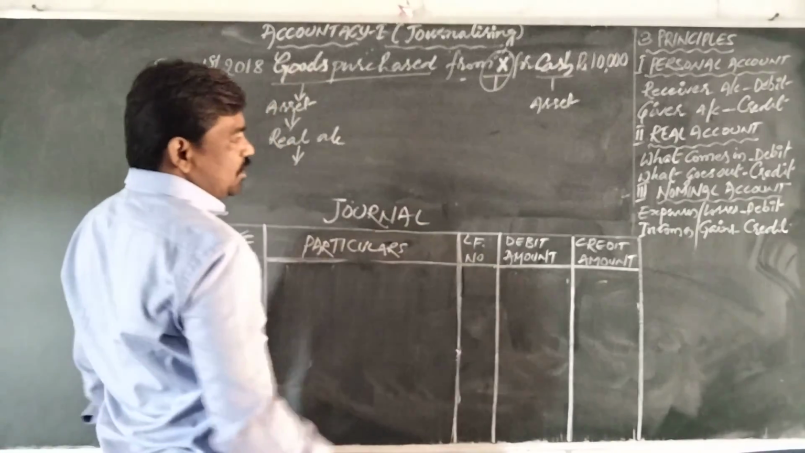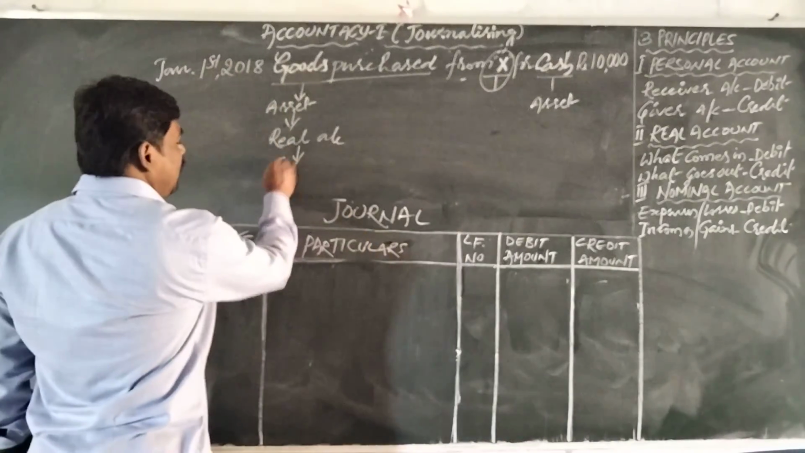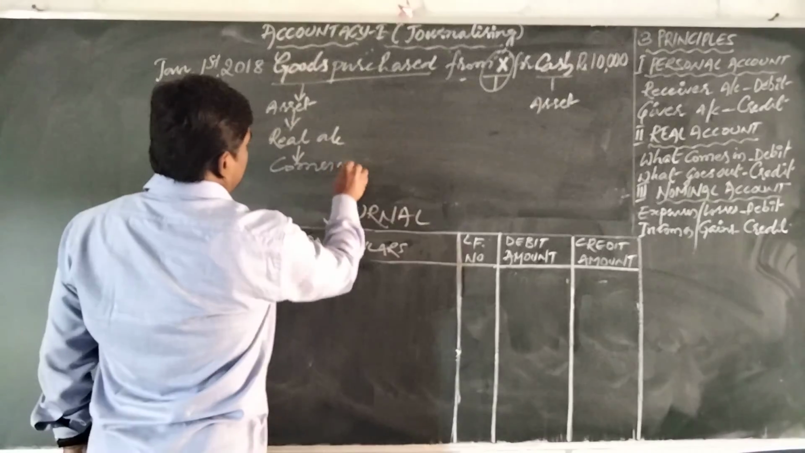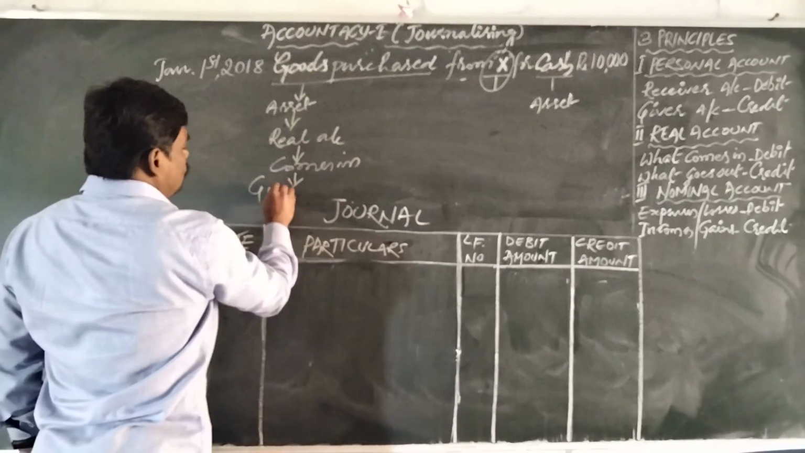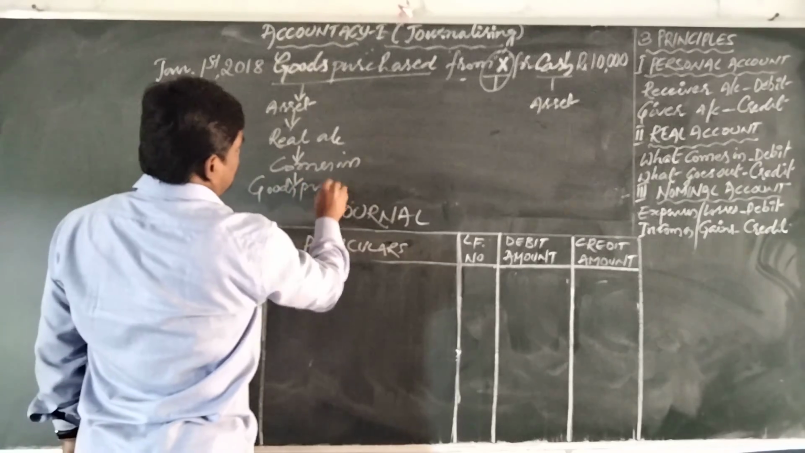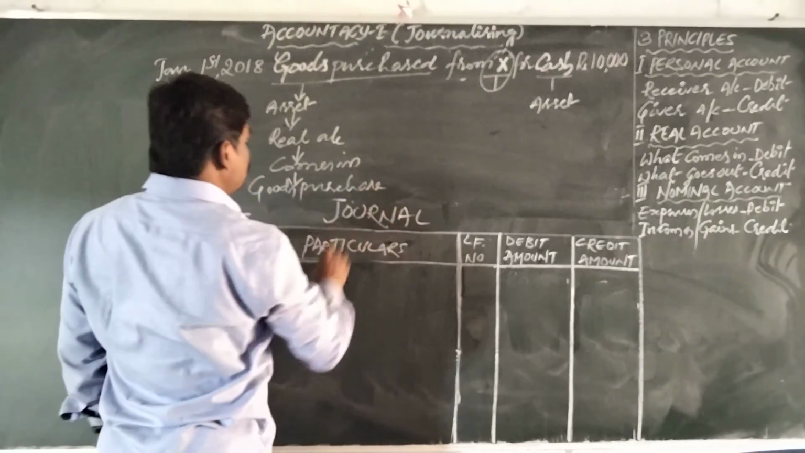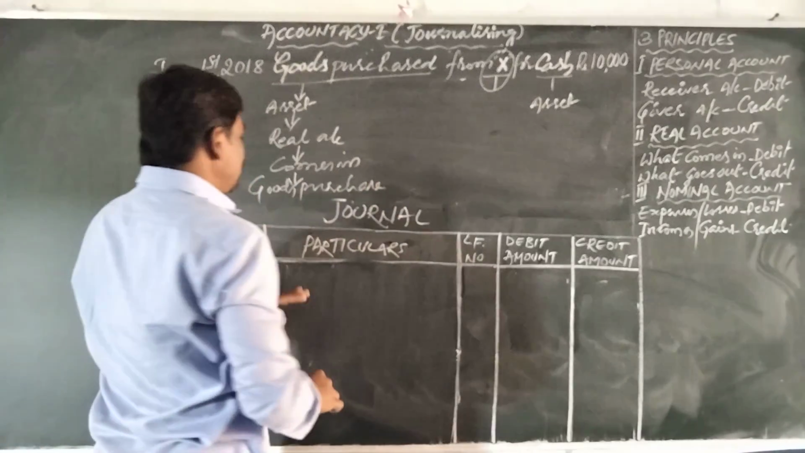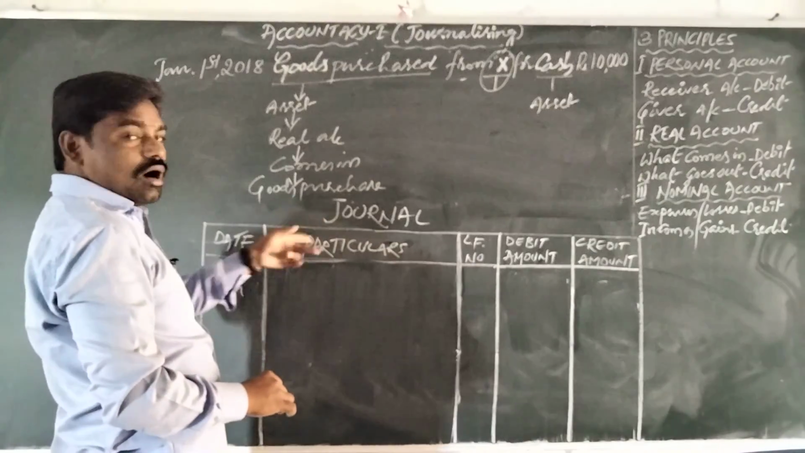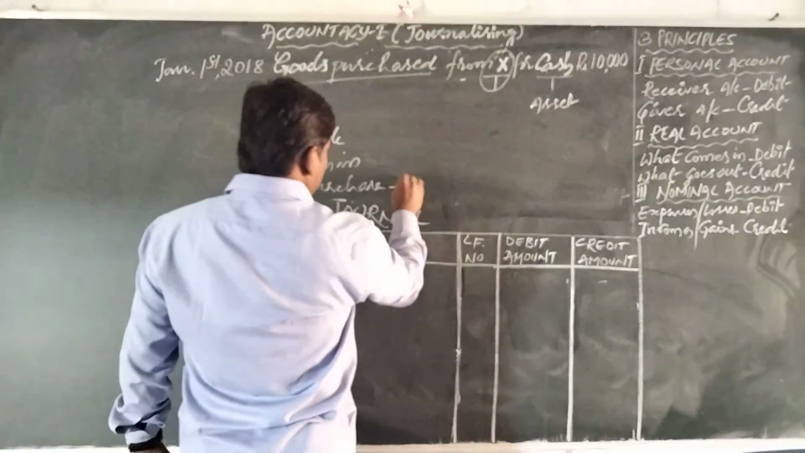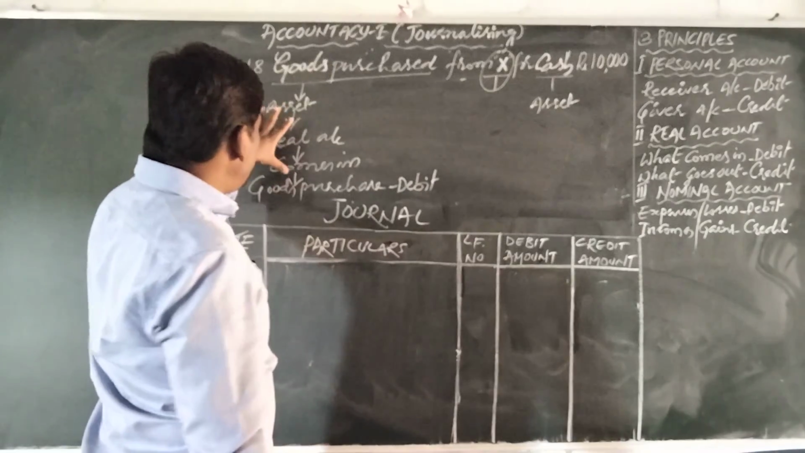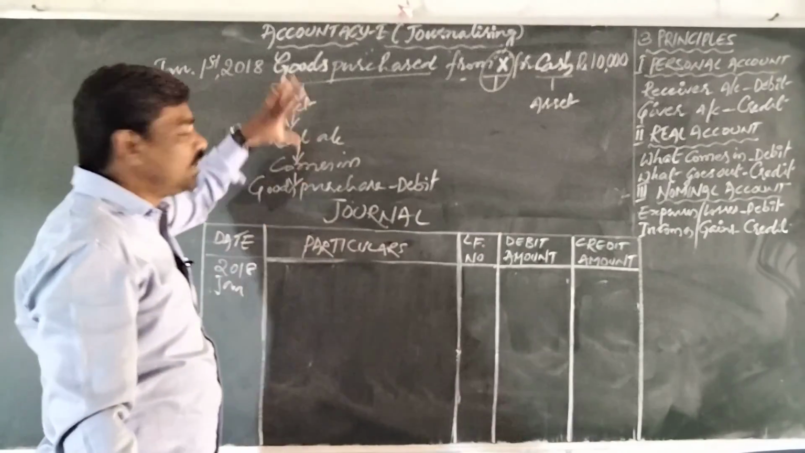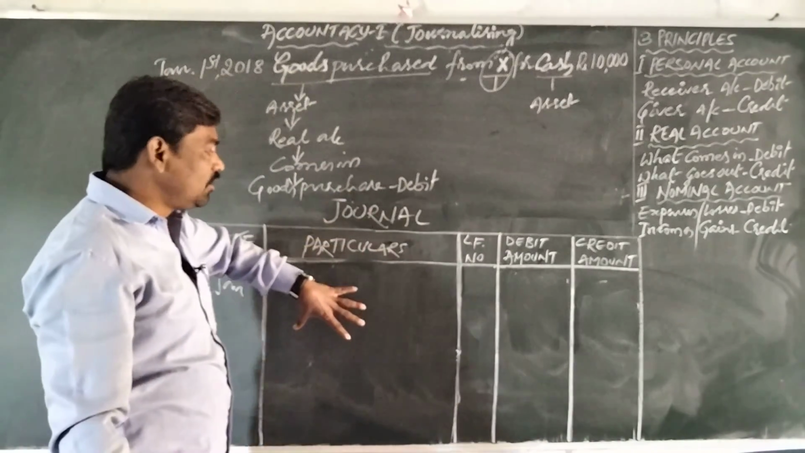As per real account principle, what comes in, that should be debited. What comes in here? Goods purchase. Or you can also write purchases account. Both are accepted: goods purchase or purchases account. Debit. Okay. One aspect process we completed for writing the journal entry in the journal.